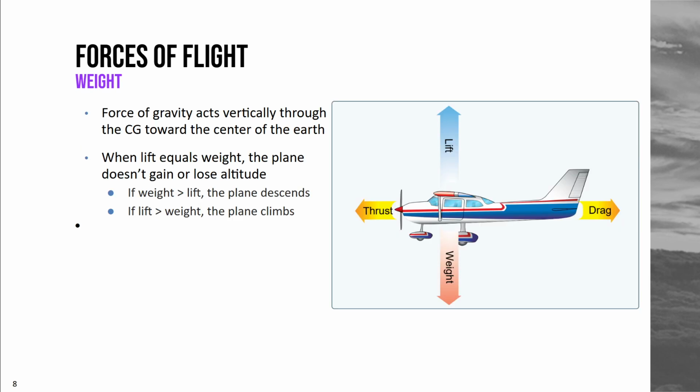All right, let's talk about weight. Weight is the force of gravity that acts vertically through the center of gravity towards the Earth. When lift equals weight, the plane doesn't gain or lose any altitude. We maintain our altitude. But if weight is greater than lift, the plane will descend. If lift is greater than weight, the plane will climb.